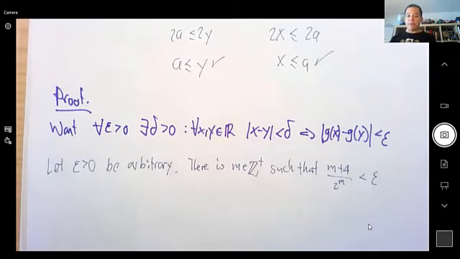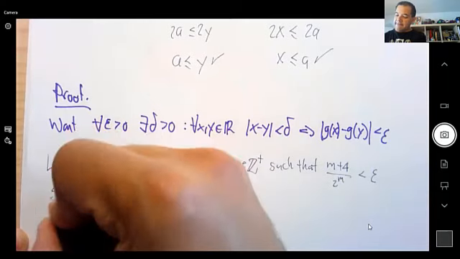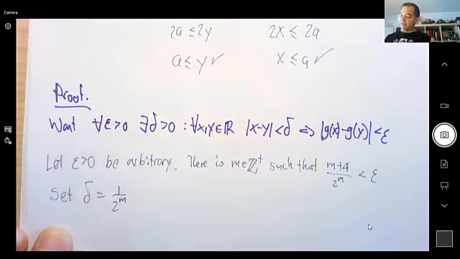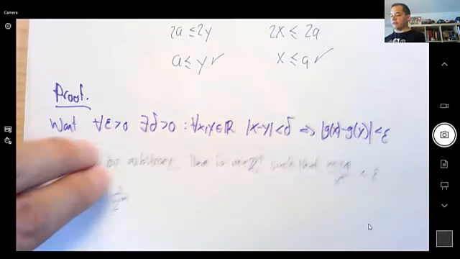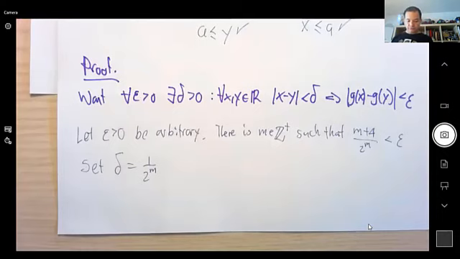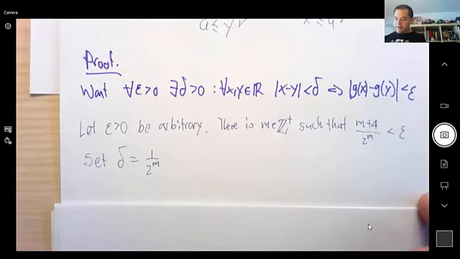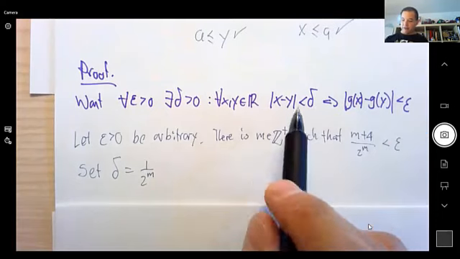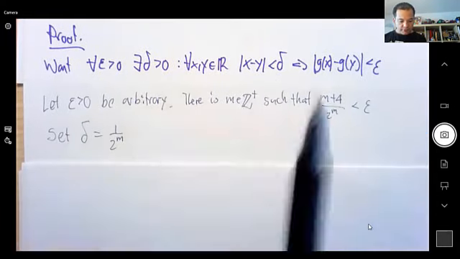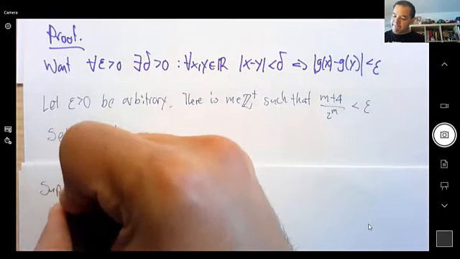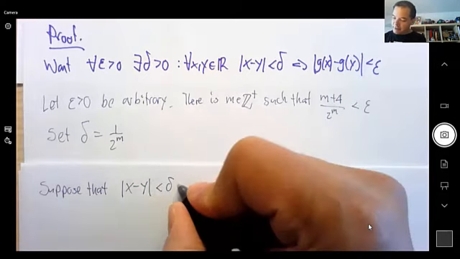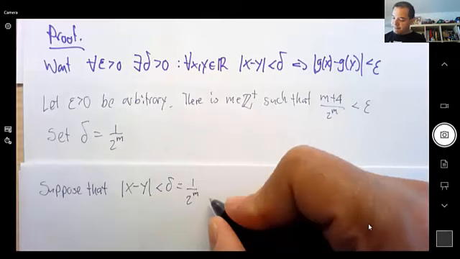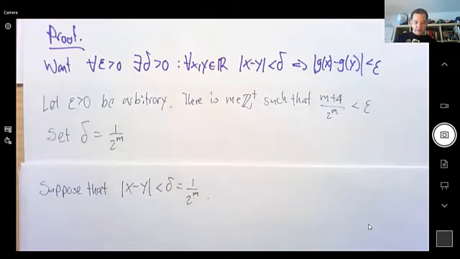And then my delta will be 1 over 2 to the m. So first figure out what m makes this work, and then with that m, you find the delta, all right? So now let's check that it works. How do we check that it works? Well, we suppose that we have two numbers that are within delta of each other. So suppose two numbers x and y are closer than delta. So remember, this is 1 over 2 to the m.